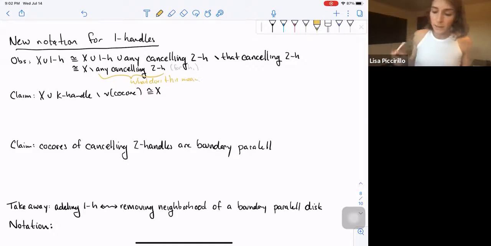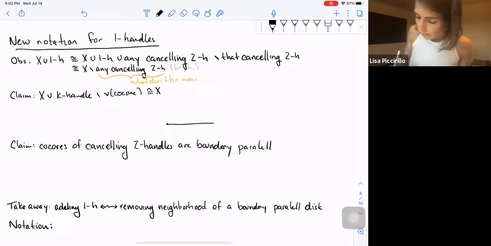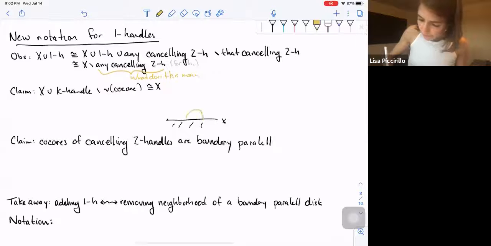And the first thing I want to claim is something about how you remove any handle. That claim is that if you take a manifold that has a K handle attached, and then you cut out a neighborhood of the co-core of that handle, that'll do it. That'll have the effect of not having attached your handle at all. And what's the proof of this? Well, okay, you start with X, which is maybe down here, and you have your K handle stuck to it like this.